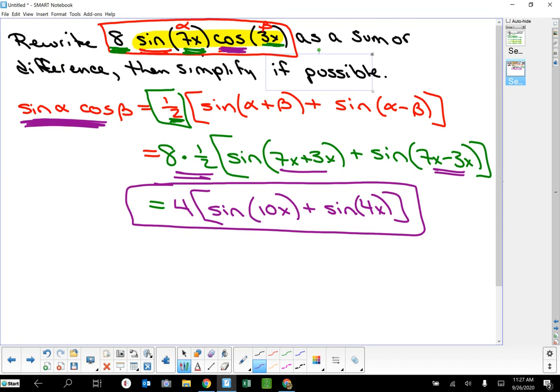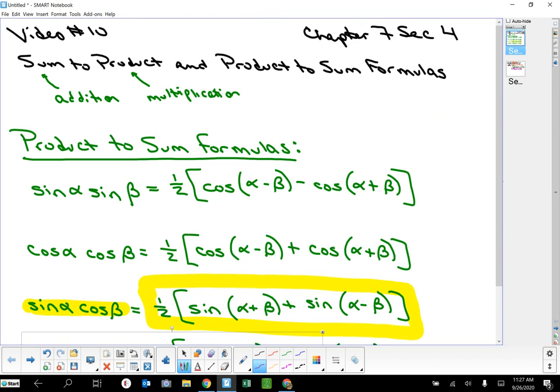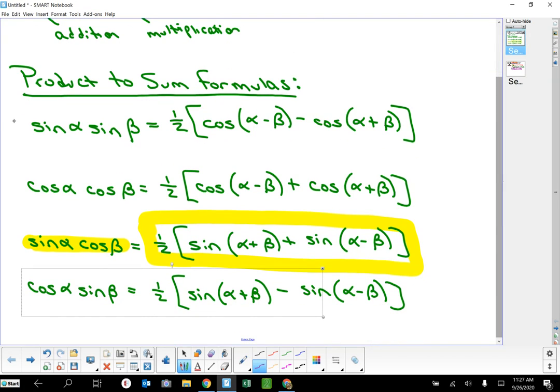All right, so it's the formatting of this formula here that will tell you which one to use. Let's actually number these here. You get 1, 2, 3, or 4, right? If it was sine sine, you'd use number 1. Cosine cosine, you'd use number 2. Sine cosine, number 3, that's the one we used. Or cosine sine, you would use number 4.